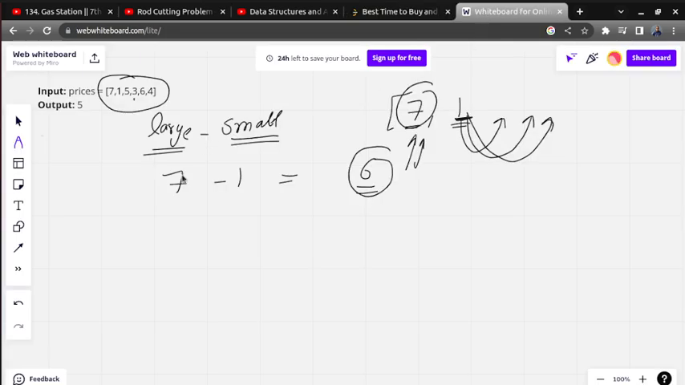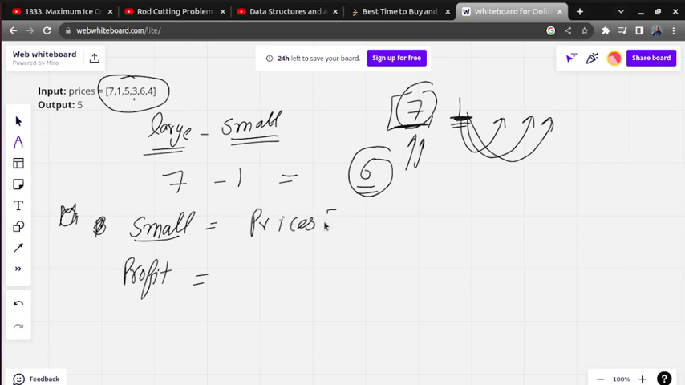So how are we going to achieve this? Basically we want the minimum value and we want the profit to be maximum. For this we require two variables. I will say one variable name will be small and the other variable will be profit. These are the two things we are going to require. Let us consider the smallest value initially as the first element of the price array, so it will be price of 0, and the profit will initially be 0.